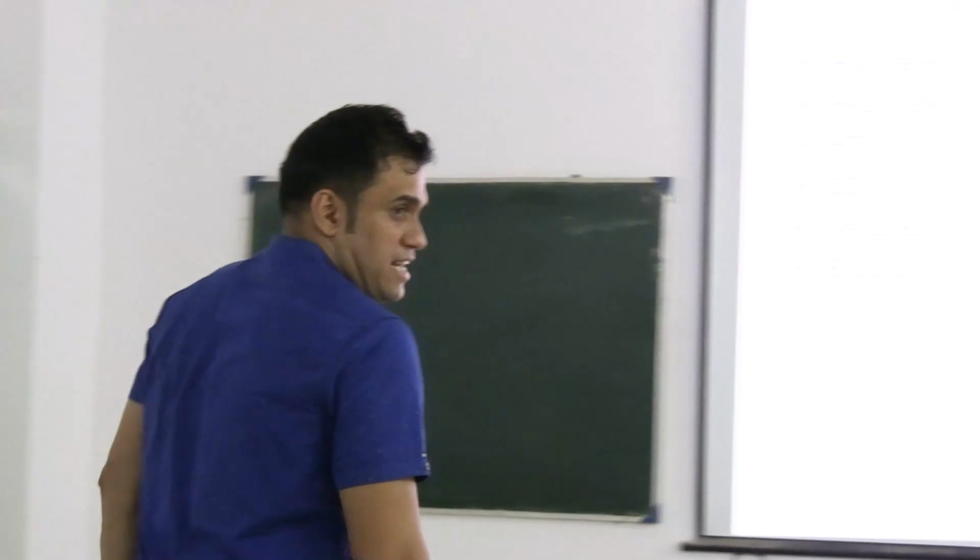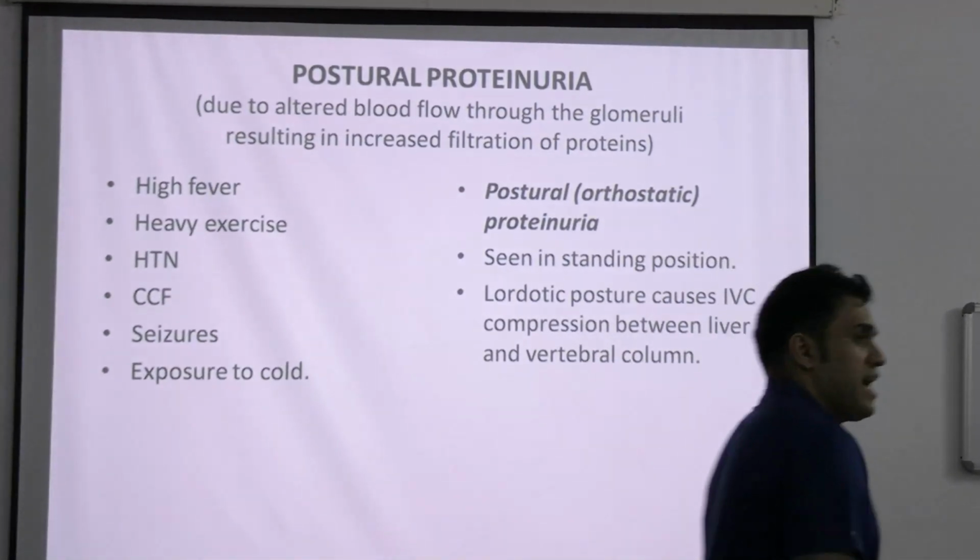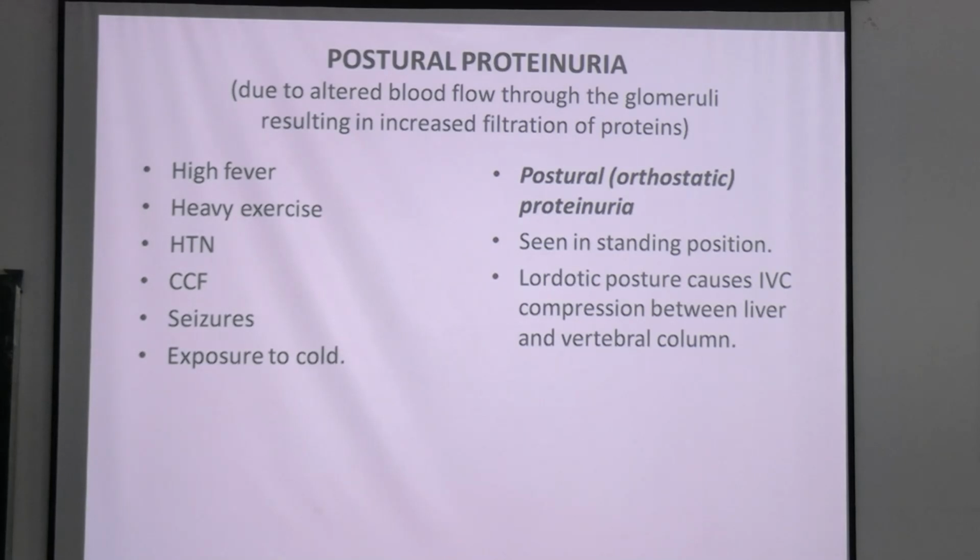So, high fever, heavy exercise, hypertension, congestive cardiac failure, seizures, exposure to cold, all this results in altered blood flow through the glomeruli, resulting in increased filtration of proteins.